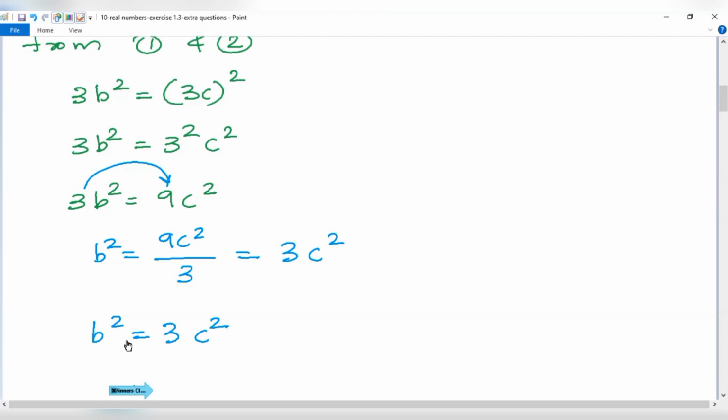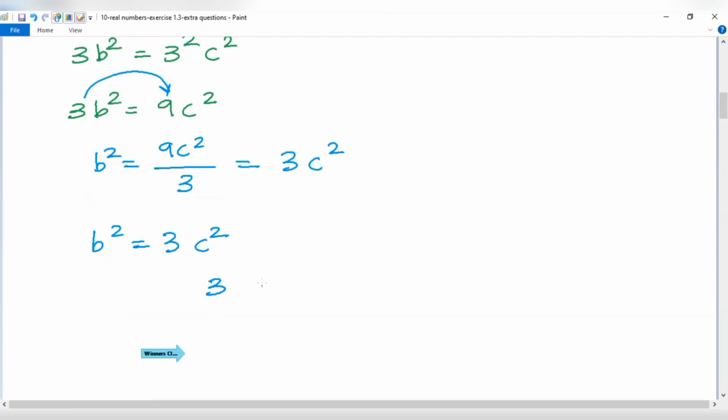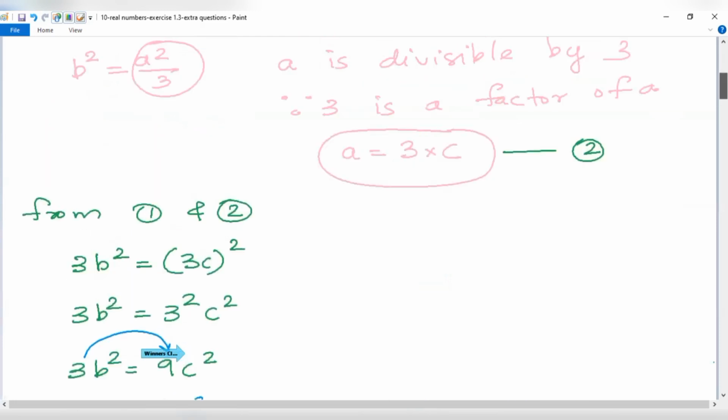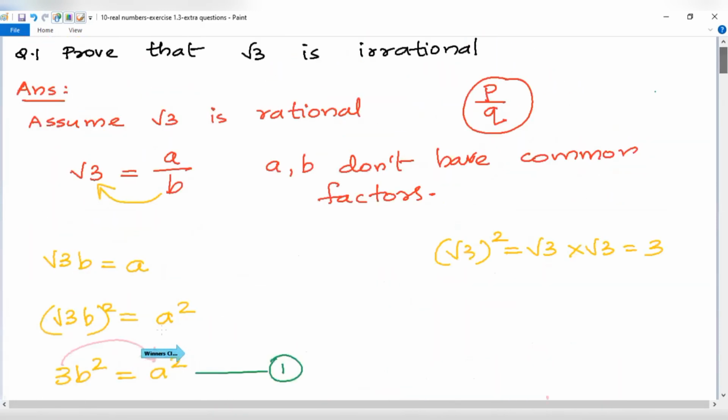That means b square, this is a square number, and it is a multiple of 3. It means 3 is a factor of b square, which will happen only if 3 is a factor of b. 3 is a factor of b. Now, this is against our assumption. In the beginning, we have written a and b don't have common factors. This is our assumption. So let us mark it as our assumption.